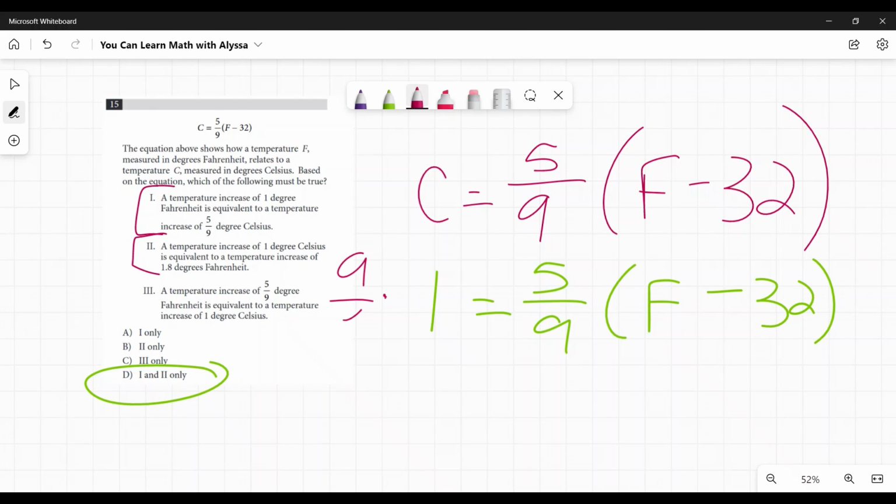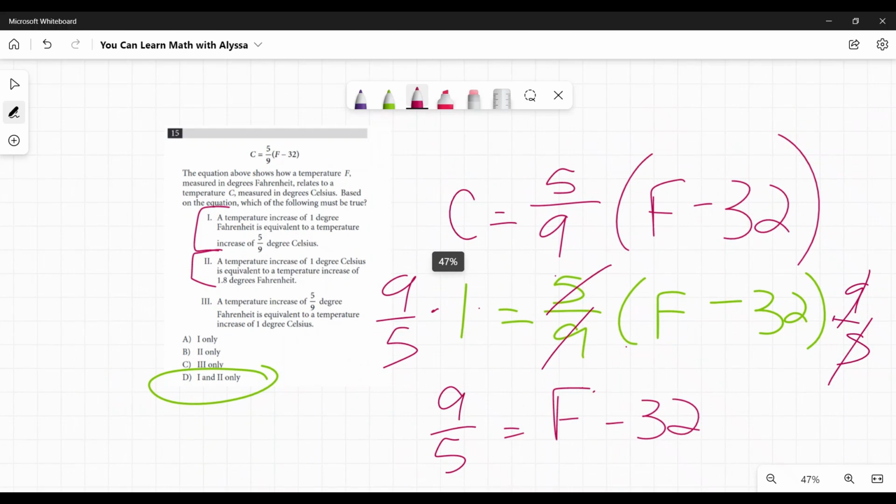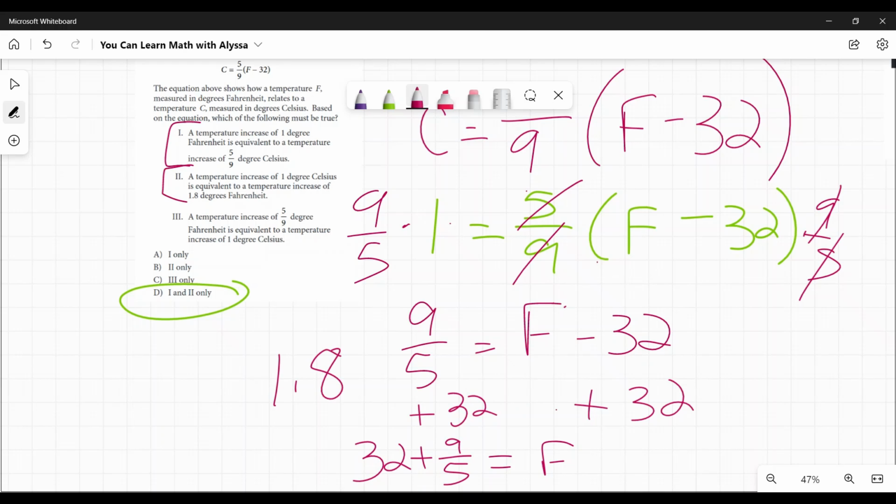And you would need to multiply by 9/5 on both sides. You get 9/5 on the left. All right, this 9/5 cancels out with 5/9, leaving F minus 32. And then you would add 32 to both sides. So Fahrenheit equals 32 plus 9/5. Then you would need to convert 9/5 to a decimal and say that's 1.8. That's going to be 32 plus 1.8. And you go, oh, a temperature increase of 1 degree Celsius is equivalent to a temperature increase of 1.8 degrees Fahrenheit.